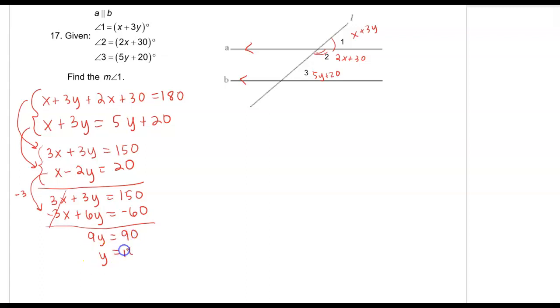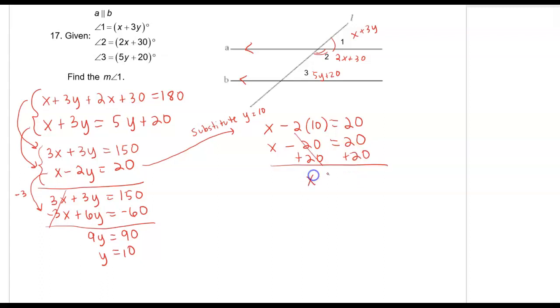I have a value of 10 for y. Take one of the original equations and substitute in for y. So substitute y equals 10. So I'll get x minus 2 times 10 equals 20. -2 times 10 is -20. Then I'm going to add 20 to both sides. X equals 40. Now that I know y equals 10 and x equals 40, I can find the measure of angle 1. The expression for angle 1 was x plus 3y, so I'm going to substitute 40 for x and 10 for y. That gives me 40 plus 30. The answer is 70.